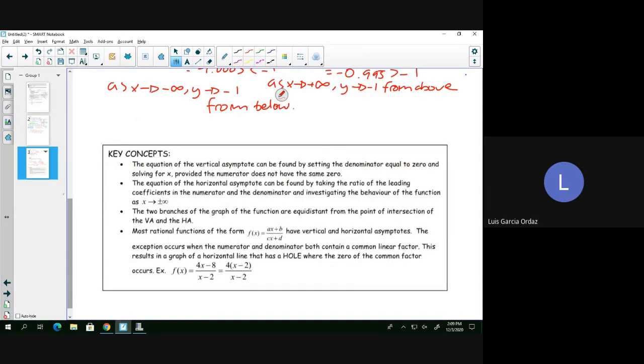Okay, so at the end there are some key concepts, but remember to help you draw these graphs, really focus on the x and y intercepts, where the graph crosses the horizontal asymptote if it does, but more specifically the behaviors around the vertical asymptote. That will ultimately help you graph these reciprocal functions.